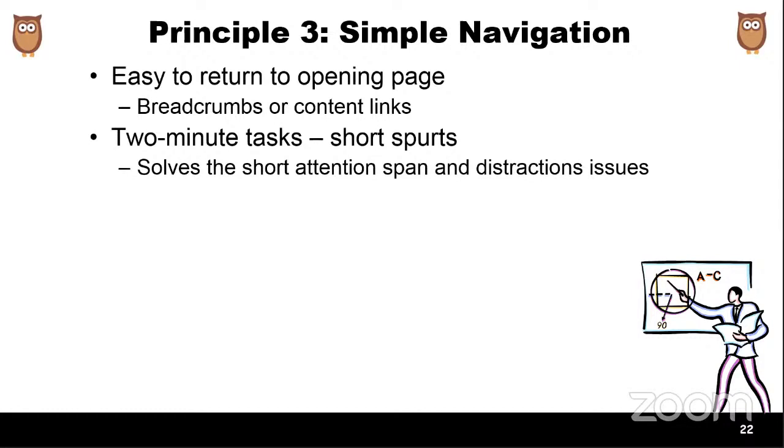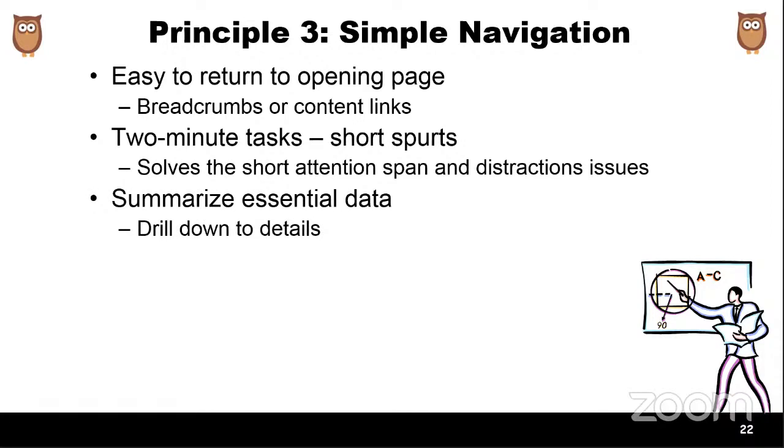2-minute tasks. This is, again, back to the short attention span problem. So trying to condense the things that are being done into a short task, and then maybe creating multiple tasks to do a larger project, is the way to go. Summarizing essential detail, and then drilling down. So showing the stuff that's the most important on the top as far as data, and again, it could be visual, could be textual, or could be both. It could be mouse hovers, and then having a drill down if there's detail needed.